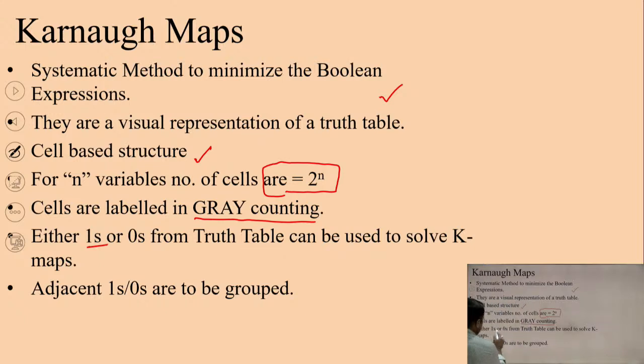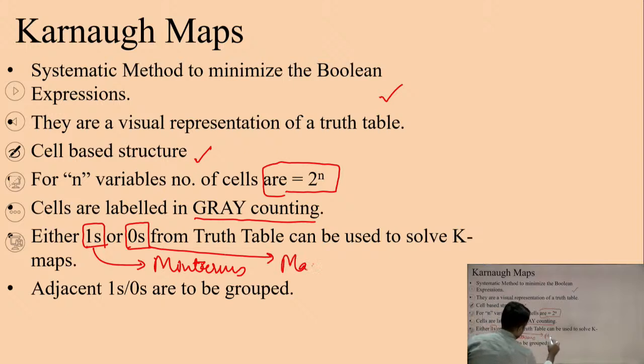So either ones or zeros from the truth table can be used to solve K-maps. Generally, in our complete subject, we will be using only ones in the K-map. But specifically, if the examiner asks that you have to solve this expression using a POS type K-map, then for POS type K-map, we will be picking zeros from the truth table. We have seen in our previous lecture that these ones correspond to min terms and these zeros correspond to max terms.